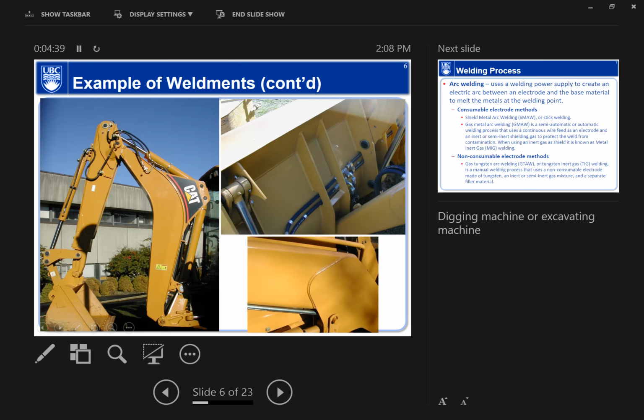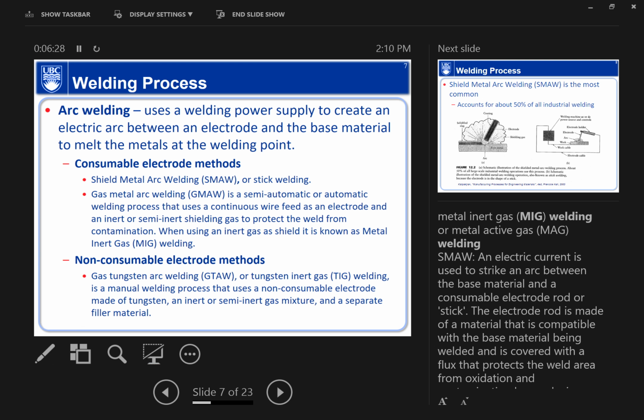the welding process. One of the categories is the so-called consumable electrode method. As it suggests, the electrode, which I'll show you, is a consumable one. It will be used up, and then you have to change it to a new one. And the other is non-consumable electrode methods. That's the one we're going to look at, called gas tungsten arc welding. You have an essentially non-consumable electrode there, made of tungsten. So those are the two huge categories: consumable and non-consumable electrode methods.